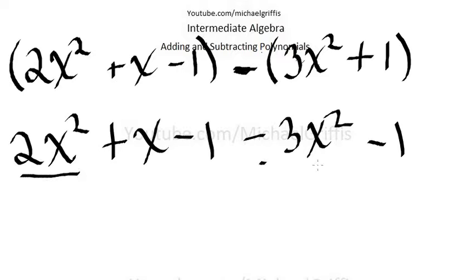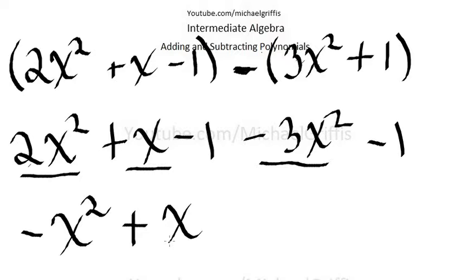We have a 2x squared minus 3x squared. So just add the coefficients. 2 minus 3 gives us a negative x squared. All right, negative 1 out in front of that coefficient. What do we have here? We have an x, but we don't have any other like terms like that. So we'll just write plus x. And then we have a minus 1, minus 1. So those are like terms. So that gives us minus 2. And this polynomial now is written in standard form.